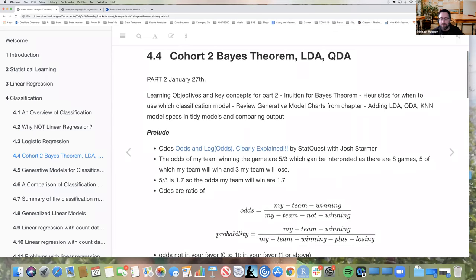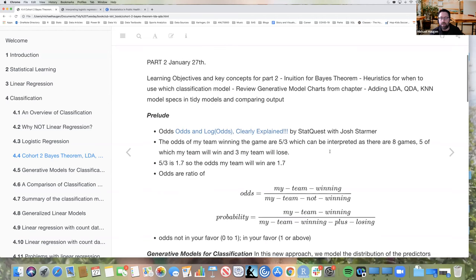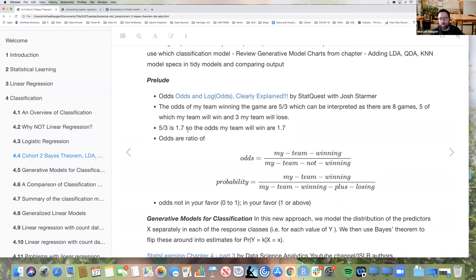So to start with our prelude here, odds. We talked about odds last week. There was a StatQuest on odds, and in that StatQuest, he gives a visual of five red dots and three blue dots. The odds of my team winning a game are 5 to 3, which can be interpreted as if there were 8 games, 5 of which my team will win and 3 of which my team will lose. The 5 is the amount that we're expecting my team to win. The 3 is the amount that we're expecting my team to lose. 5/3 is 1.7, so the odds my team will win are 1.7.